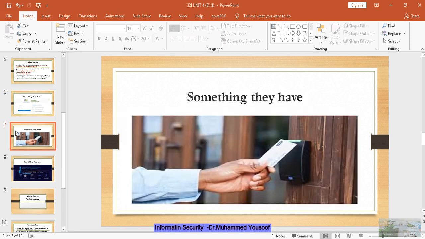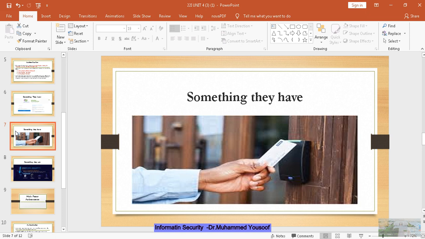The next one is something they have. I told you about using a card. I gave an example: if the cashier wants to make any change in the bill, the cashier doesn't have the right. So he or she has to call the manager who has a card, and that card authenticates that he has the right.